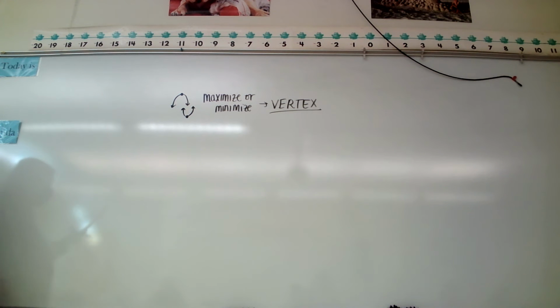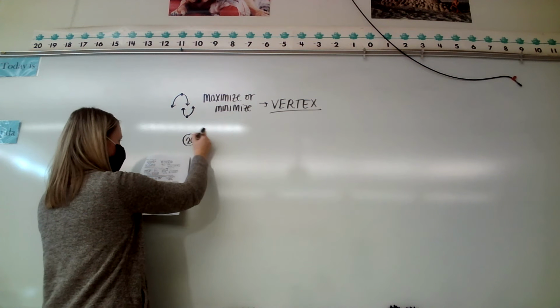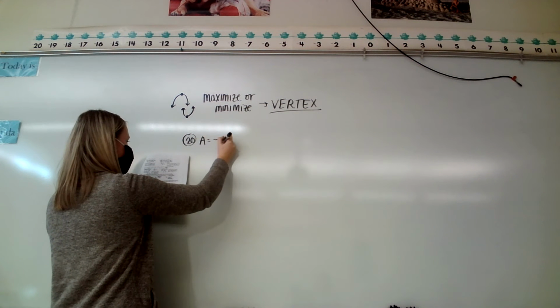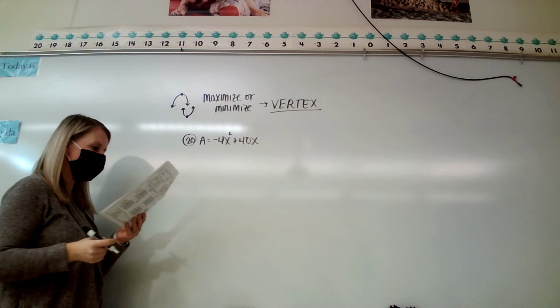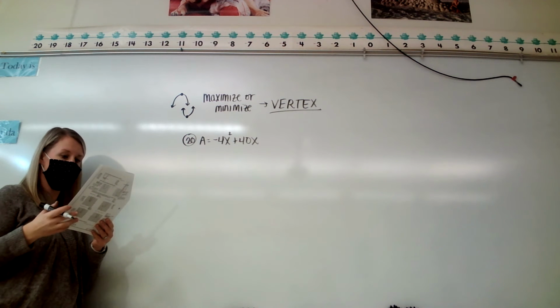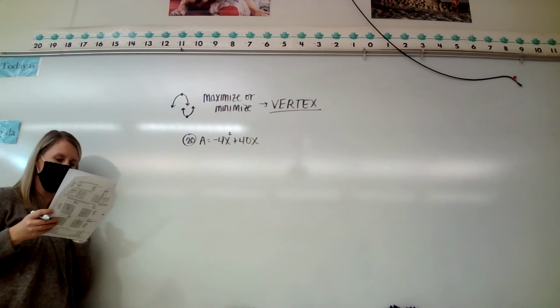So as I read number 20, I'm just going to remind myself of the equation. A equals negative 4x squared plus 40x. It says we want to maximize the area of the curtain. What is the maximum area? The first thing was to find the width that maximizes it.